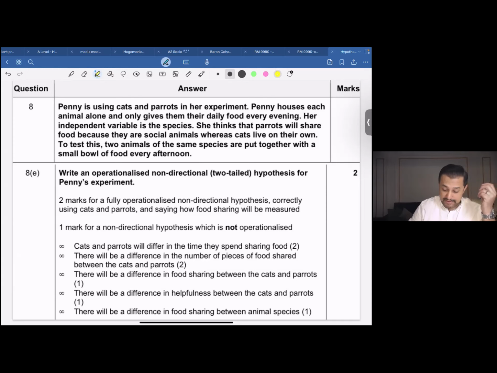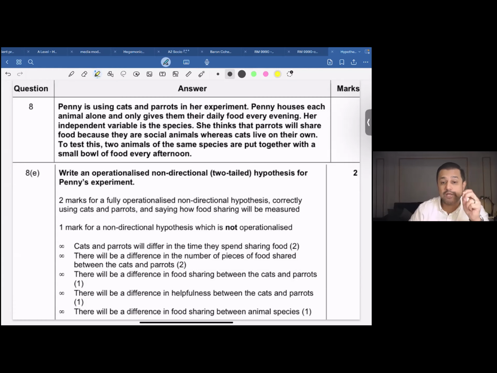Now, questions like these, like I had said earlier, question number 7, 8, and 9, are typically from novel situations. Let's walk ourselves through this. Penny is using cats and parrots in her experiment. Penny houses each animal alone and only gives them the daily food every evening.